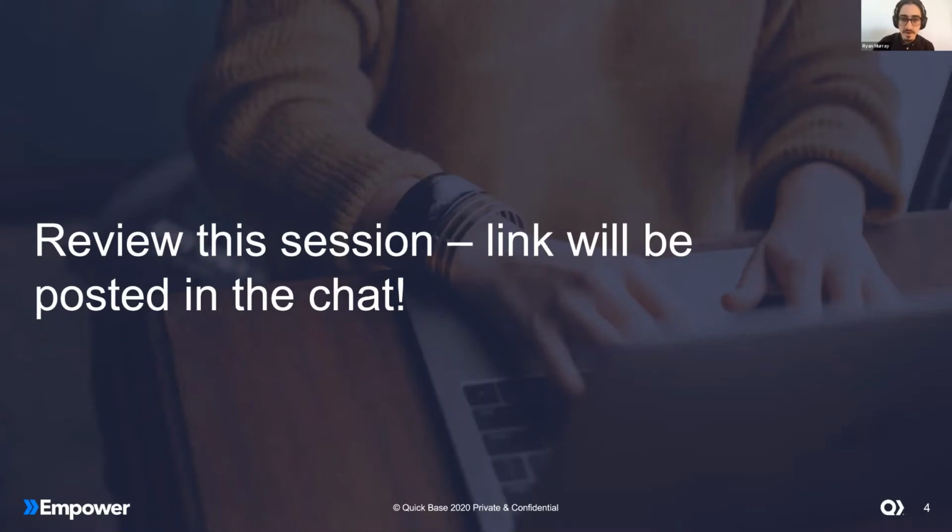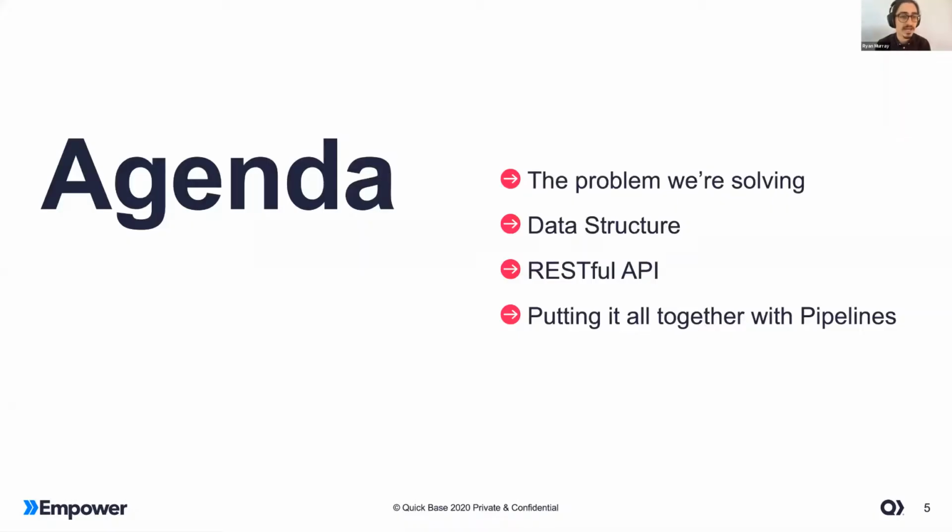Let's talk about what we're going to talk about. Here's the agenda for today. I want to go over first the problem that we're going to solve. Then talk a little bit about how you can use QuickBase to implement a data structure that's conducive to trend reporting. Then we're going to do a quick overview of the new RESTful API before we put all the concepts together with pipelines. All right, so let's get into it.